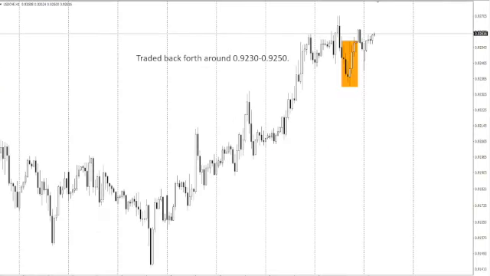And the usual effect for the USD against the Swiss franc during the 1 hour chart yesterday, the pair actually traded back and forth around the 0.9230 and around the 0.9250 level. But during the Asian session, as of this moment, the current price of the dollar against the Swissy is around the 0.9261 level.